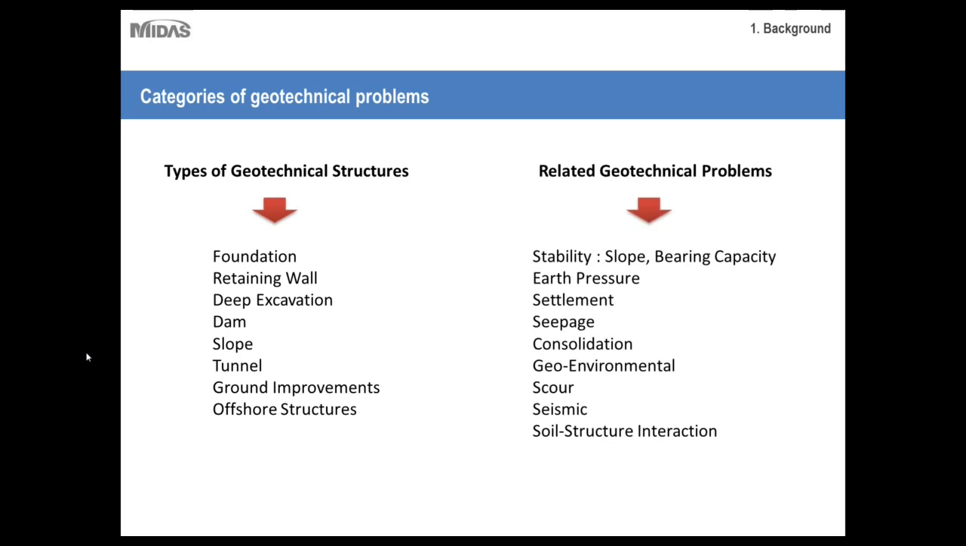And as far as related geotechnical problems, with every geotech project, certain problems or certain things need to be taken into account. For example, with a foundation type problem, you might have to take settlement, earth pressure, or stability into account. The same principle applies to retaining walls. You may have to take seepage, consolidation into account, and so on and so forth. So as you can see, there are various combinations of structures and problems that you may have to deal with as a geotech engineer.